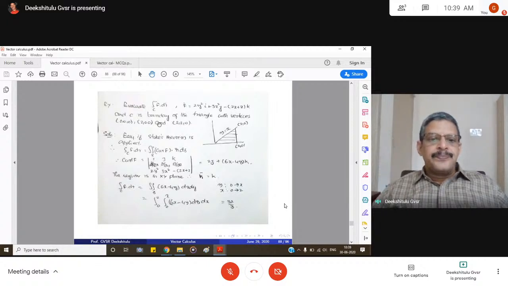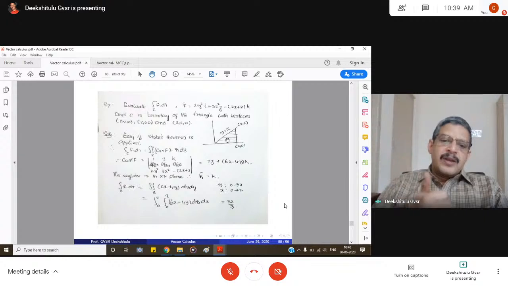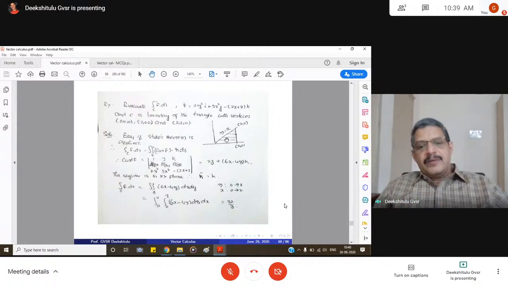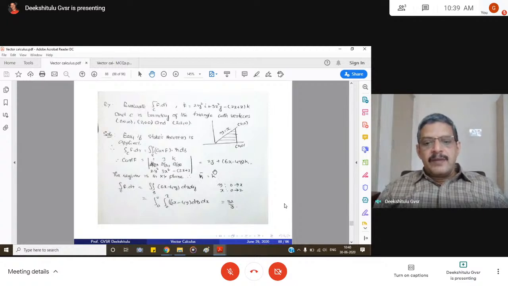So the line integral of F dot dr becomes the surface integral of curl F, which is 2j plus (6x minus 4y) k, dot n. Because this region is considered in the xy plane, what is n bar? This is the xy plane. k bar means along the z axis. So n bar, the outward normal to this given region, is along the z axis, that is k bar. So curl F dot n becomes (2j plus (6x minus 4y) k) dot k. That means 6x minus 4y we get here, dx dy.